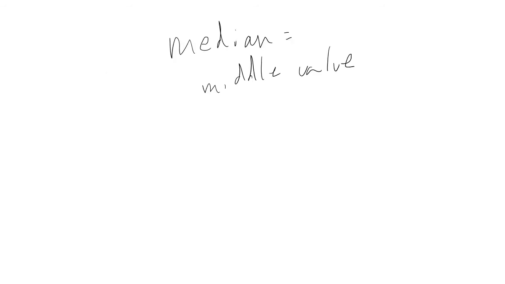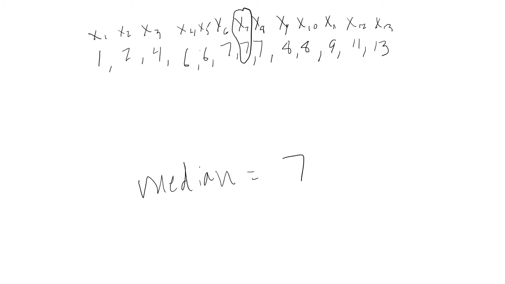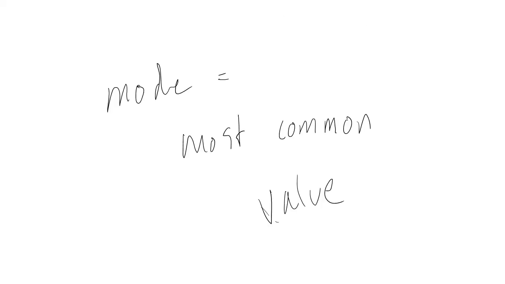The median is the middle value of our distribution. We can find the median by putting all of our values in order, which we have already done here, and finding the middle value. In this case, since we have a total sample of 13, our median is the 7th value, which coincidentally happens to be 7.